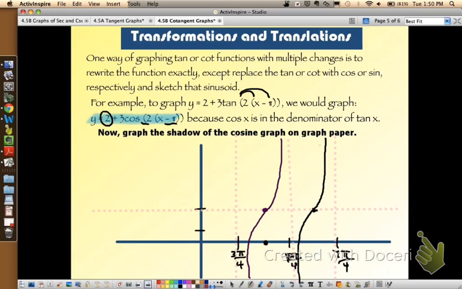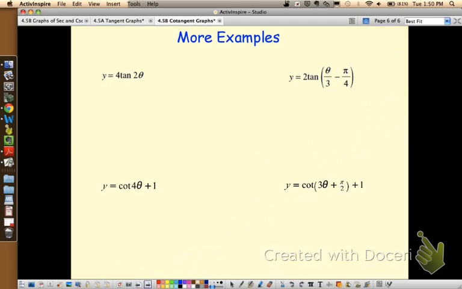Again, how did I get that 7 pi over 4? Well, I noticed that the difference between the left asymptote and the right asymptote is pi over 2. And so I just added another pi over 2, which is 2 pi over 4 to the next one. So the next asymptote could be at 9 pi over 4.